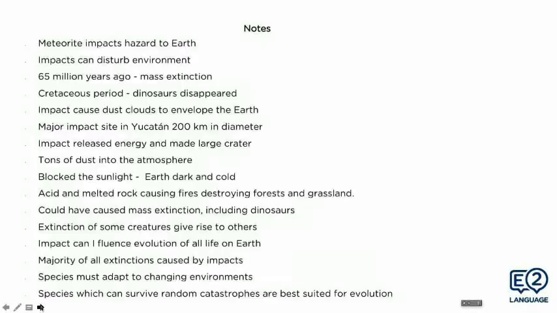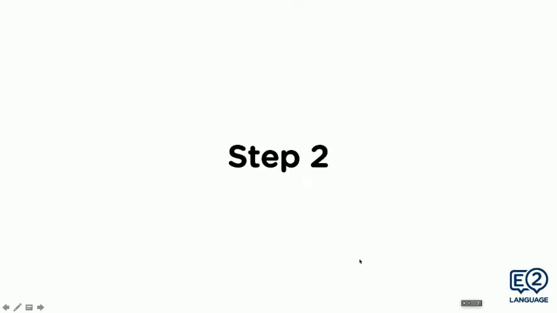Fine. So these are what my notes will look like, and maybe you'll add a couple more. So meteorite impacts hazard to Earth. Impacts can disturb environment. 65 million years ago, mass extinction. Cretaceous period, dinosaurs disappeared, etc. You can see the notes that I've taken here. And maybe some of those paragraphs had sort of 2 main ideas. So maybe from the first one I've got 2 here. That's possible as well.